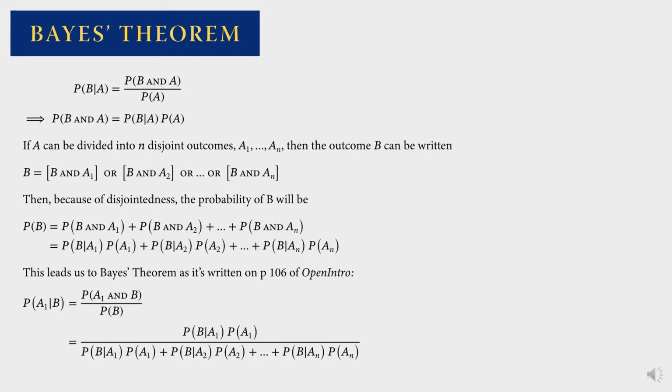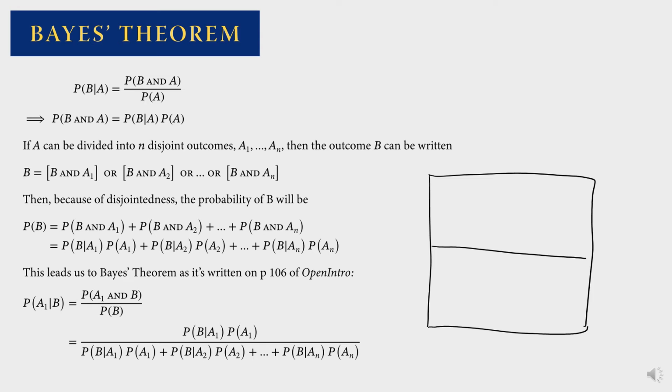We can generalize this. Let's say we partition A into n disjoint outcomes. We can split up B into n disjoint sets. Look at it this way. Here's A, and there are 4 outcomes in A. A1, A2, A3, and A4. And there's a 100% probability that one and only one of these outcomes occurs.